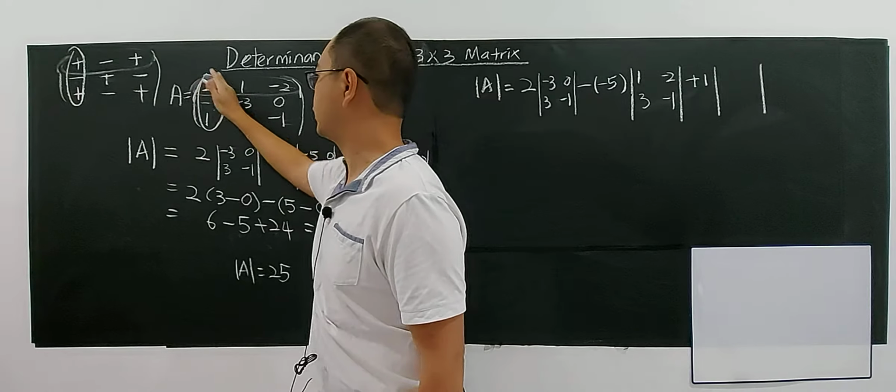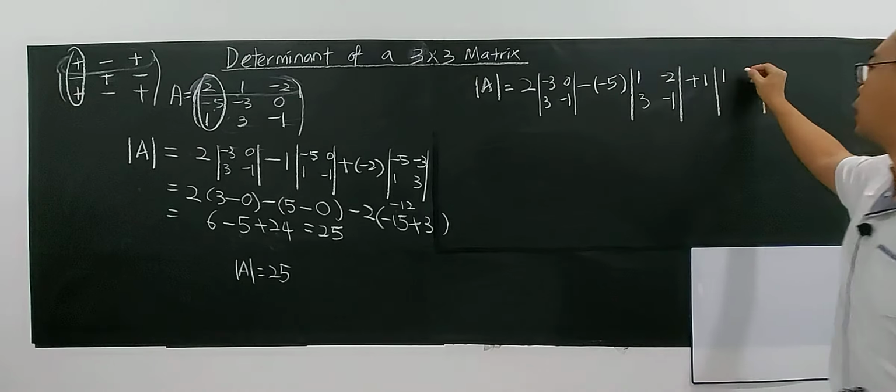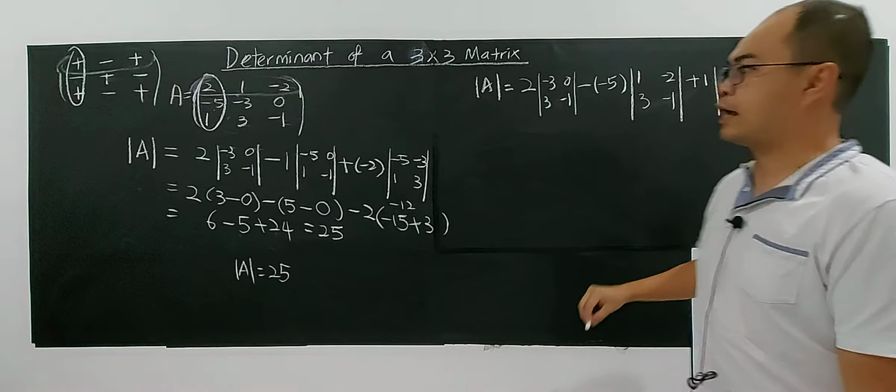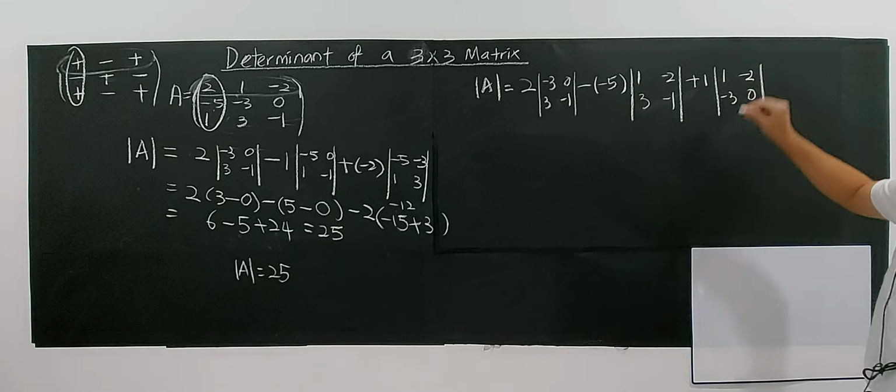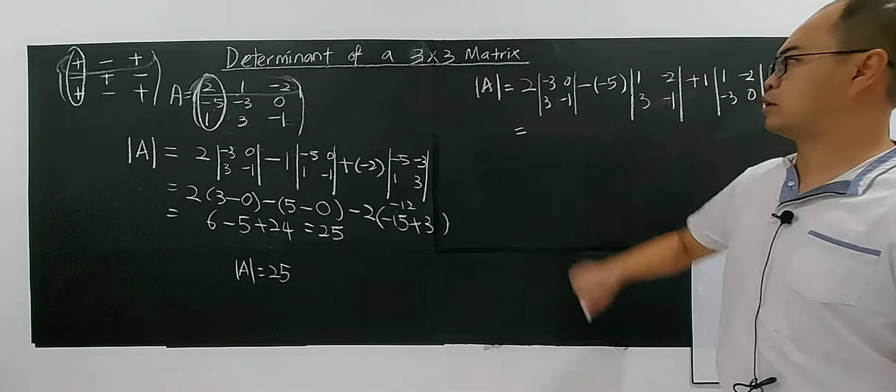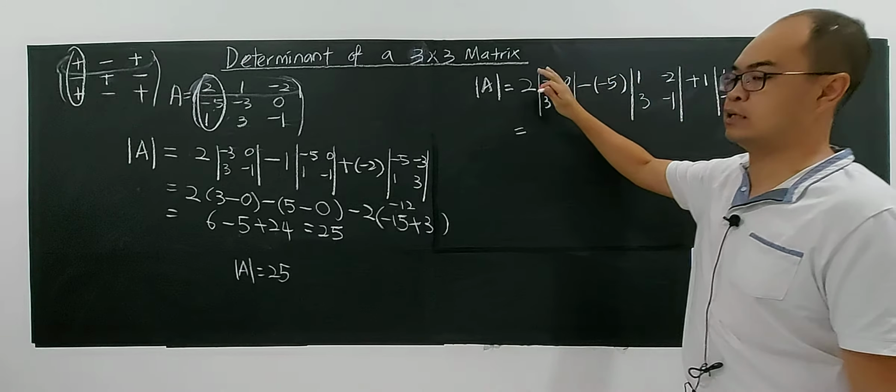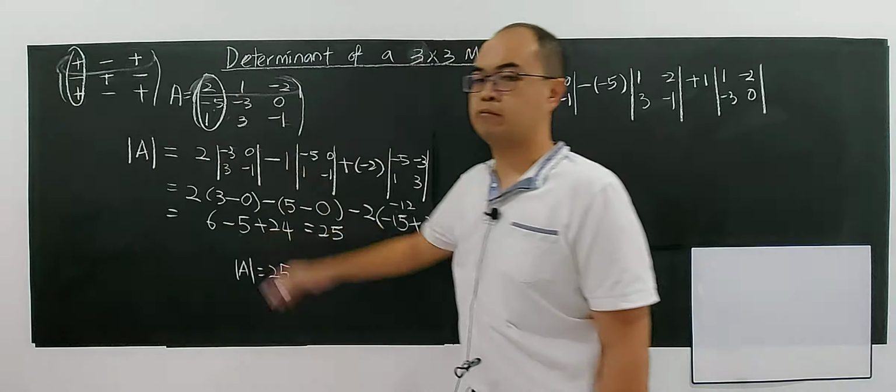Can you see that? The L shape. So 1, -2, 1, -2, -3, 0. Okay, let's see what's the result if I expand the cofactor for the first column.